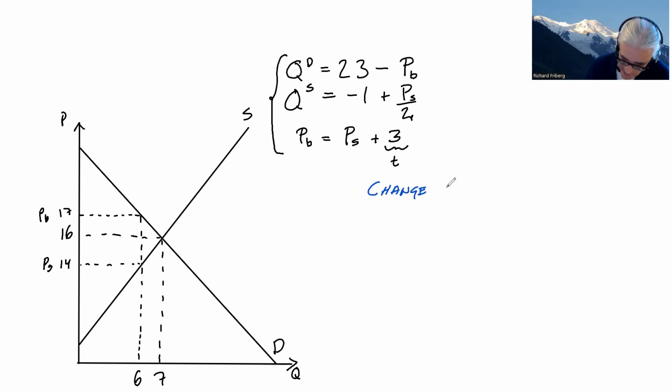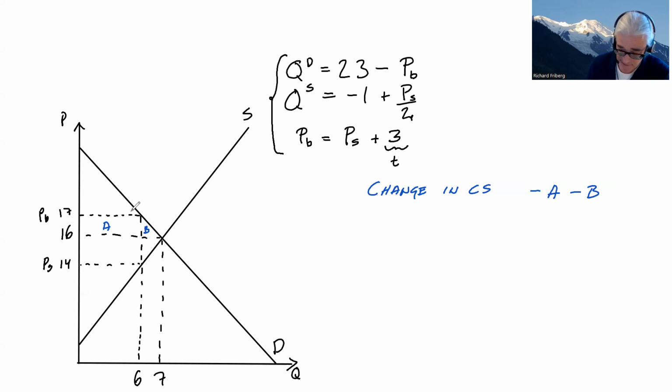So the change in consumer surplus. As before, the area between the demand curve and the price that consumers are paying gives the consumer surplus. If we're moving from a no-tax equilibrium to an equilibrium with tax, price goes up from 16 to 17, quantity decreases, so the change in consumer surplus is minus area A minus area B.